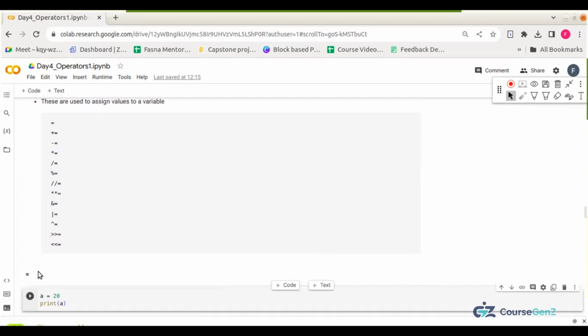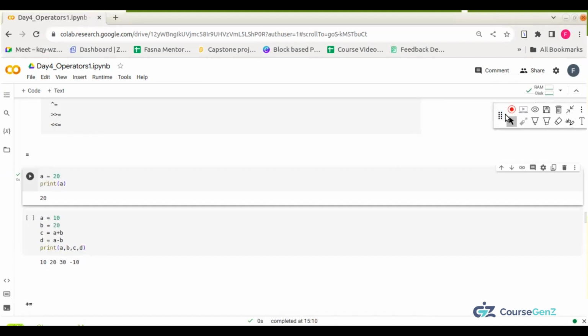So the first one is equal to. We have already used this equal to, but we haven't mentioned the name, isn't it? Yes, so when we write a is equal to 20, this value 20 will be assigned to a. That's why it's known as an assignment operator. Then we print the value of a. This is how it works, and this is how we get the value.